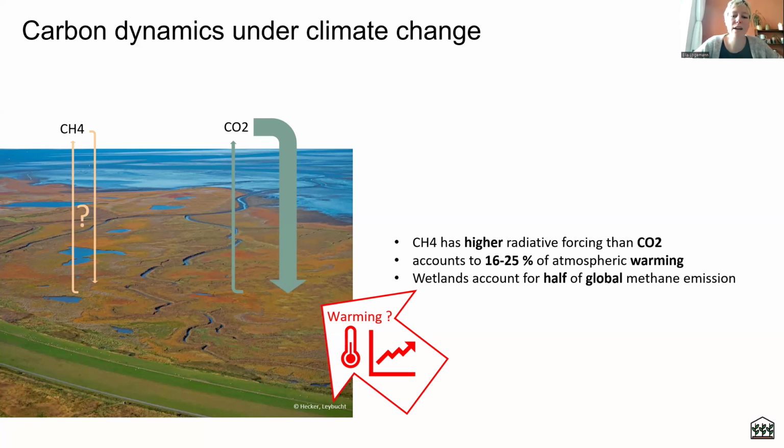So methane has a higher radiative forcing than carbon dioxide. And even though it is much less abundant in the atmosphere, it accounts for 16 to 25% of the atmospheric warming. And wetlands play a crucial role since they account for half of the global methane emission. So the methane emission can even level out the overall blue carbon effect we just learned about. But also I want to mention that this number is also accounting for the terrestrial ecosystem. So it's not only those systems that we just learned about.